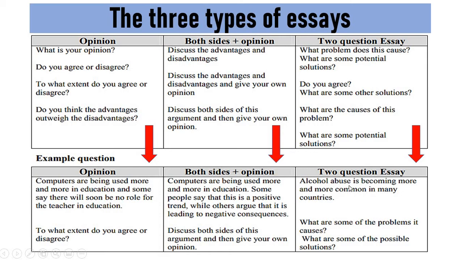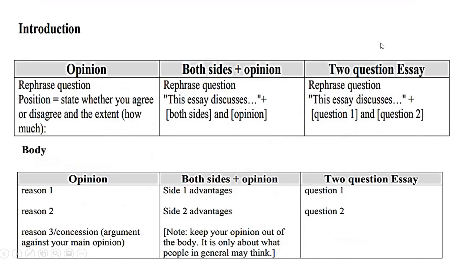All right. Another example. This is a topic: alcohol abuse is becoming more and more common in many countries. And what are the questions? You see this one, two-question essay. What are some of the problems it causes? So cause. And what are some of the possible solutions? In short, this is a cause and problem and solution essay. Again, the three types are opinion, both sides plus opinion, and two-question essay.